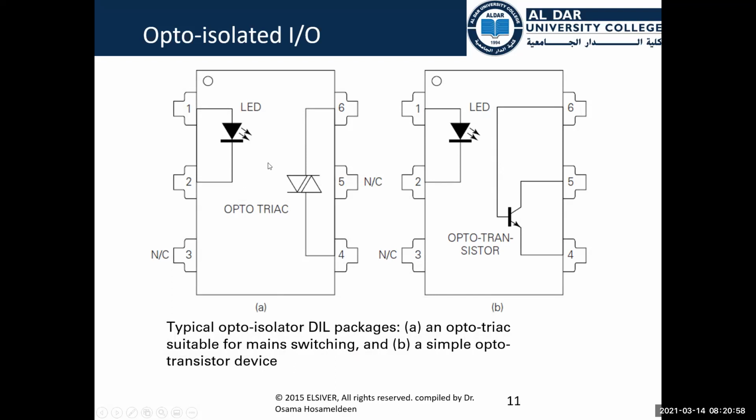Here we have another one, which is used in mains switching. To the left hand side, it's used in mains switching. Mains switching is high power switching, like the switches used in our home. So here we have seen opto isolation in two different devices.